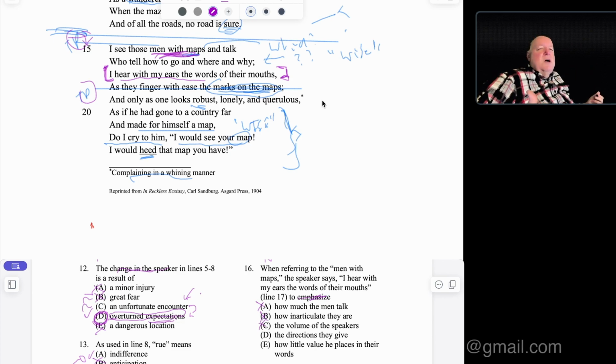He's like, what are these guys saying, or something like that. The directions they give. So again, if they're all trying to give advice and so on, that might be what's going on there. I hear with my ears the words of their mouths. So the directions they give, and then how little value he places in their words. So that's it. He doesn't heed their advice. He heeds the lonely guy's advice.